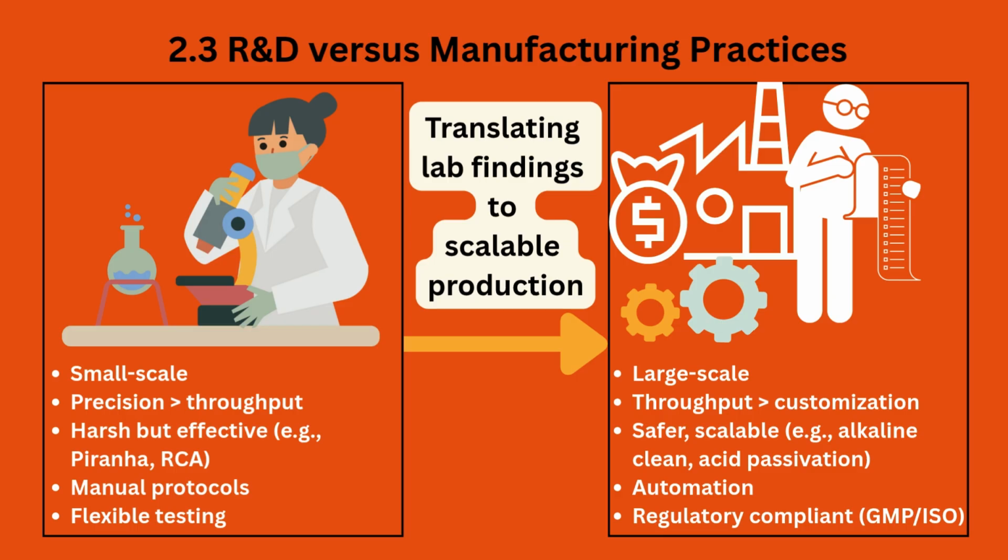Cleaning methods depend on context. In research labs, the focus is on precision, so harsh methods like Piranha or RCA are common despite being time-consuming. But in industrial manufacturing, the goal shifts to safety, scalability, and cost efficiency. That's why alkaline cleaning and acid passivation are often used. Dry cleaning methods like plasma or UV/ozone are also common in industry, especially when surfaces are sensitive or moisture needs to be avoided. Ultimately, the choice depends on material, purpose, budget, and regulatory requirements.